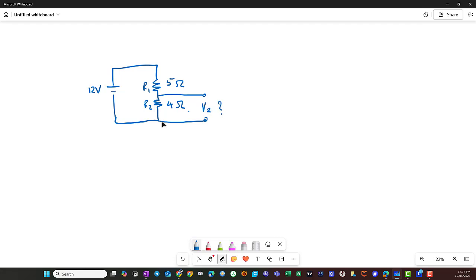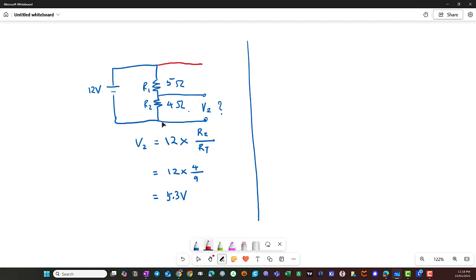So we're going to use the formula, and we say V2, which is the voltage across R2, is equal to the input voltage, which is 12 volts, multiplied by R2 divided by the total resistance, R1 plus R2. Let's call it R total. So this is 12 times R2, which is 4, over R total. This is series, so 5 plus 4 is 9. So that will tell you this is 5.3 volts.